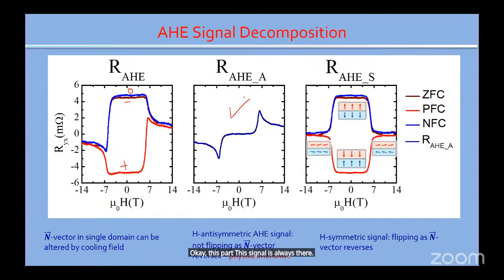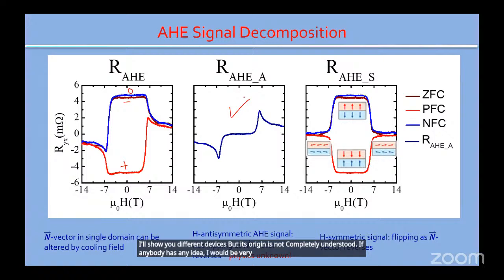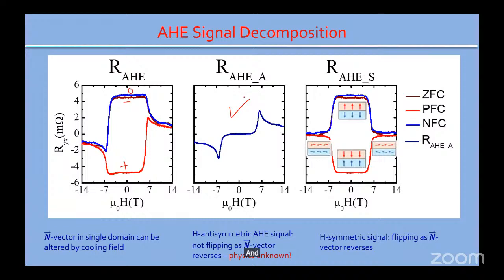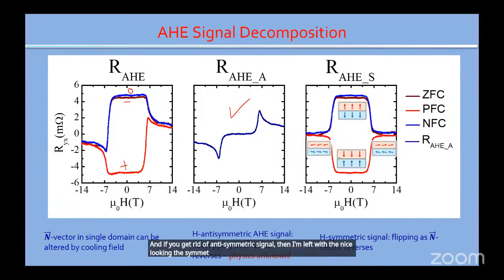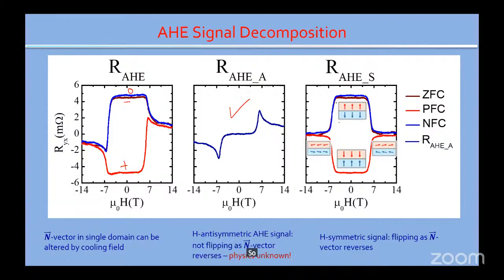This signal is always there. I'll show you different devices, but its origin is not completely understood. If anybody has any idea, I will be very happy to discuss with you. If you get rid of the antisymmetric signal, I'm left with the nice looking symmetric signal that does flip when you reverse the Néel vector. So this is basically the domain complete reversal and spin flip on two sides.